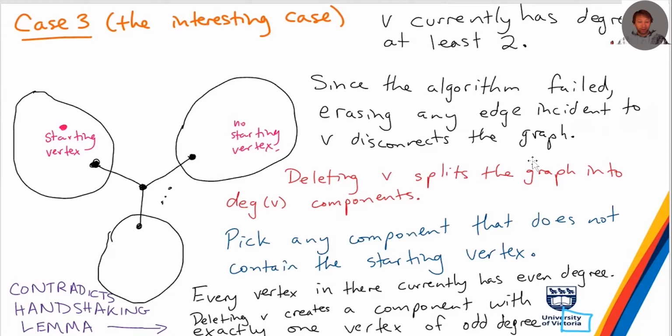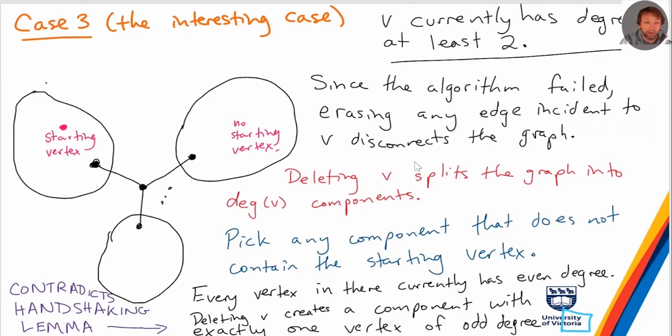Suppose when the algorithm fails, the degree of the current vertex V is at least 2. Remember, what do we mean by the algorithm failing? The way the algorithm goes, it starts somewhere, it goes to a neighbor, it erases the edge, it goes to a neighbor, it erases the edge, and it always chooses a neighbor such that erasing that edge will not disconnect the graph.